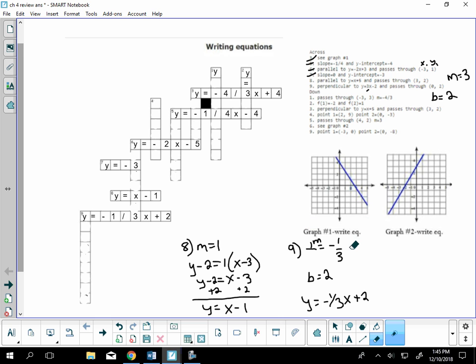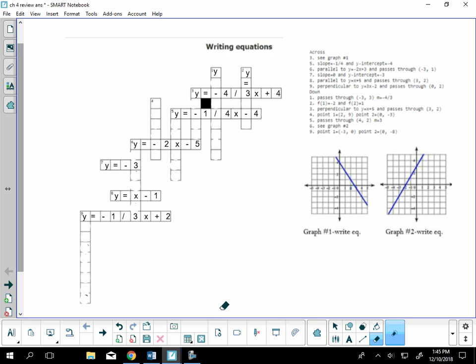All right, so we've got all of our across. Let's go ahead and start working on the down. So the first one, it passes through that point of -3, 3 with a slope of -4 thirds. So y minus your y coordinate equals your slope x minus -3.